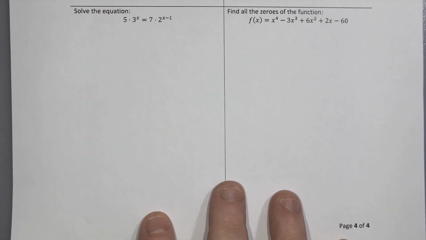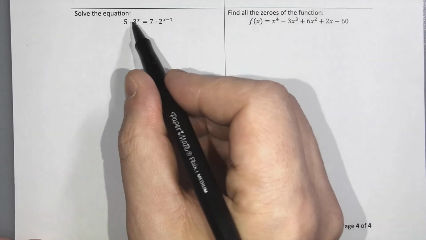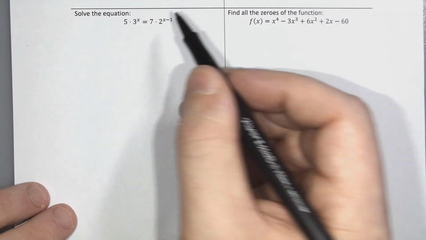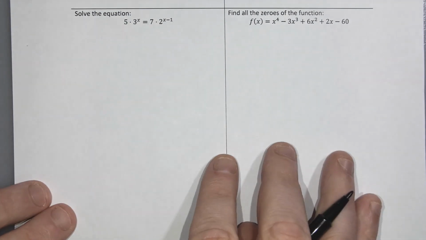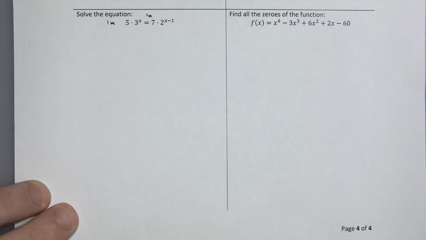Below, we have to solve the equation. So this one's going to be a logarithm type problem, right? Because it's exponential and we have to use logs to undo it. The base is 3 and the base is 2, so I'm not going to be able to do much for fun here. So I'm just going to ln both sides right off the bat. I'm going to take a logarithm of both sides.